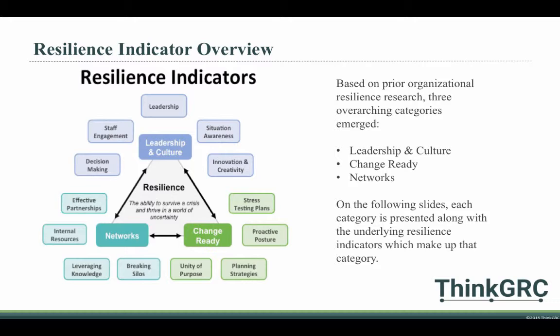As you can see on the screen, the resiliency indicators are identified into 13 different social or cultural categories, which then roll up into 3 overarching categories: leadership and culture, change ready, and networks. Finally, 2 overarching categories depict the resiliency indicators. One is planning, as well as adaptive capacity.